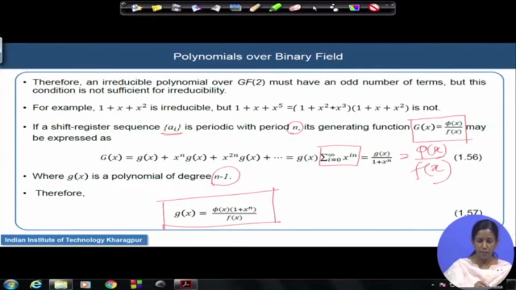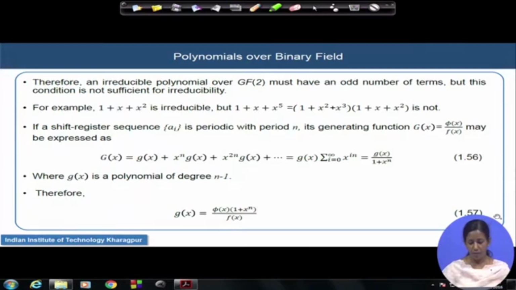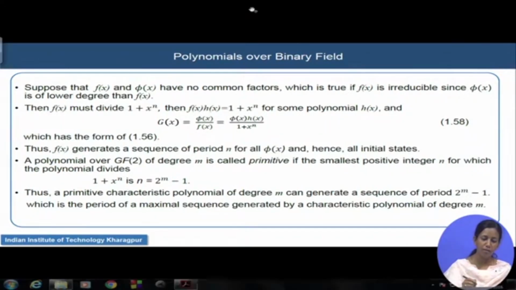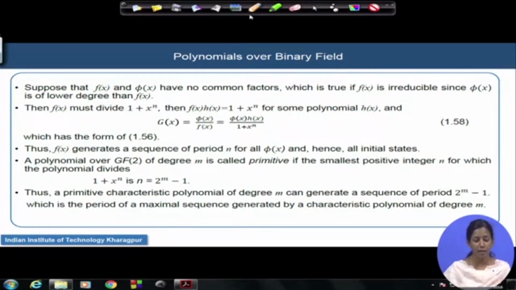So, with this understanding, when f(x) is dividing 1 plus x to the power n, then there must exist another polynomial over the same Galois field too, say its value is h(x), such that f(x) into h(x) will be equal to 1 plus x to the power n.